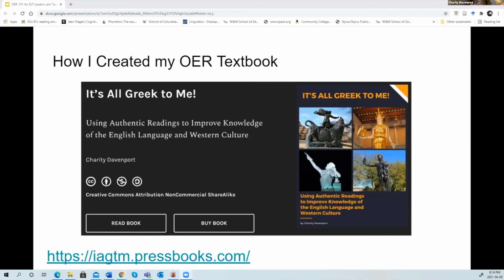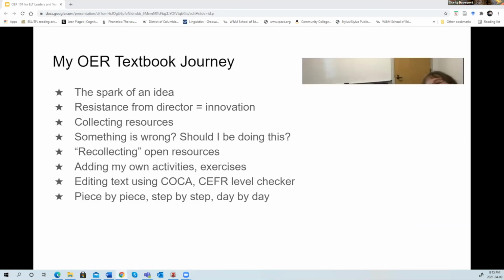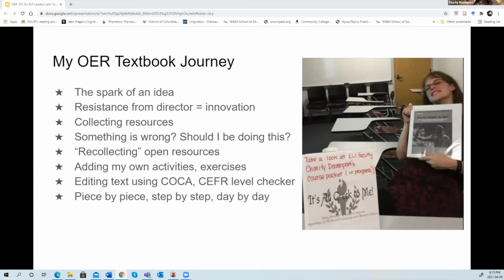My OER textbook is in Pressbooks, and I have the website here. IAGTM, it's all Greek to me, .pressbooks.com. My textbook is basically using Greek mythology to study English and vocabulary, and especially explaining some vocabulary and phrases and idioms that we get from Greek mythology. Yeah, go to this slide, me and my book.